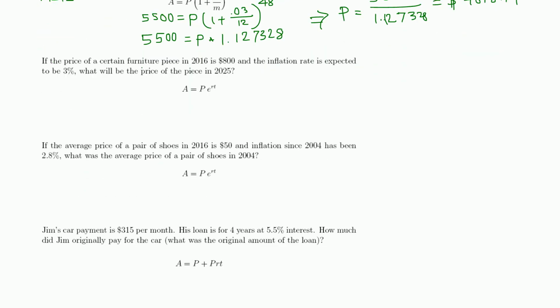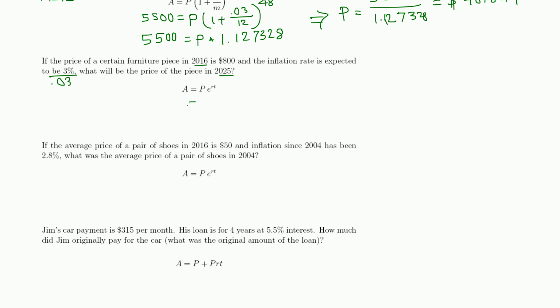If the price of a certain furniture piece in 2016 is 800 and the inflation rate is expected to be 3%, so 0.03, that's the rate, what will be the price of that piece in 2025? So 9 years, after 9 years. So now the price is 800, that's the P. Now we want to find what will be the price in 2025. So A is what we want to find.